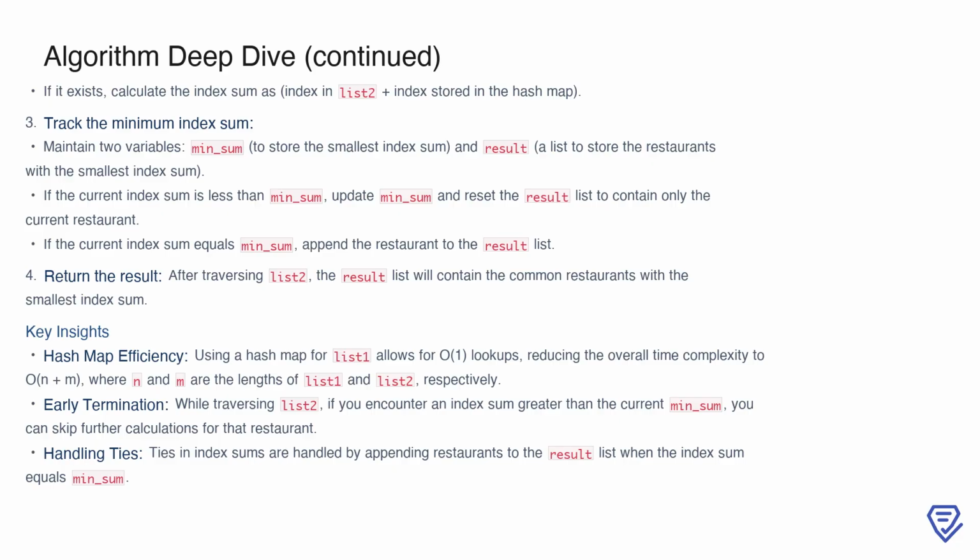Additionally, we can enhance efficiency further by skipping calculations for restaurants in list 2 if their index sum is already greater than the current min_sum. This ensures we're only focusing on relevant comparisons.